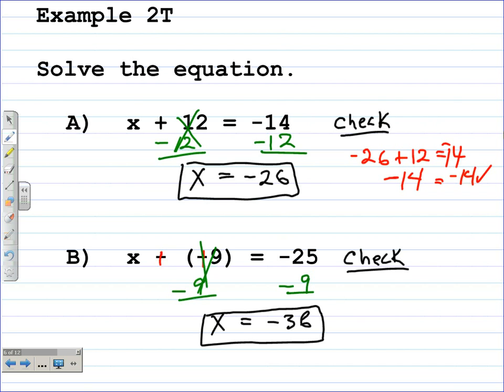Check that solution real quick. Plug in the negative 36 into the original equation. Negative 36, take away a negative 9, equals negative 25. And again, doing the math here, negative 36 plus 9 is negative 25. So our solution is good. It fits our equation.